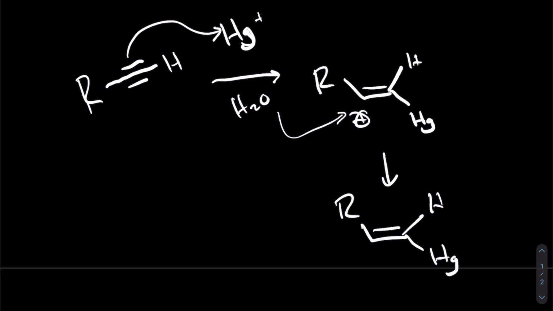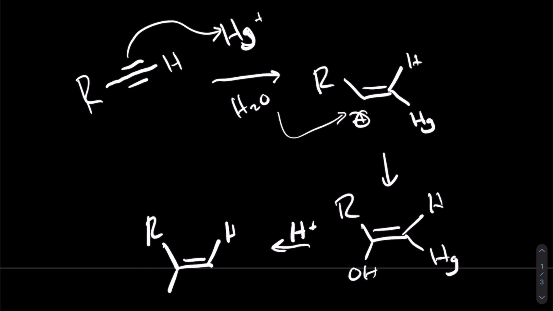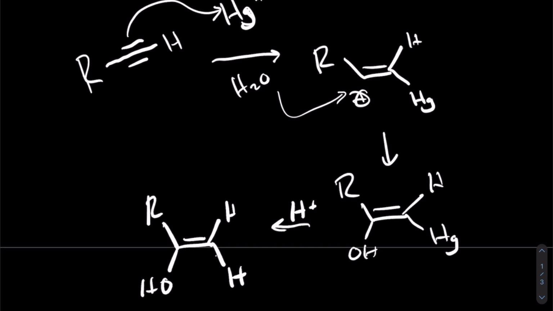All right, Hg, and then OH. Great, everybody says. All right, and actually the mercury's pretty keen to come right off. It's not particularly hesitant. You just throw in some acid, and you end up with this alcohol.